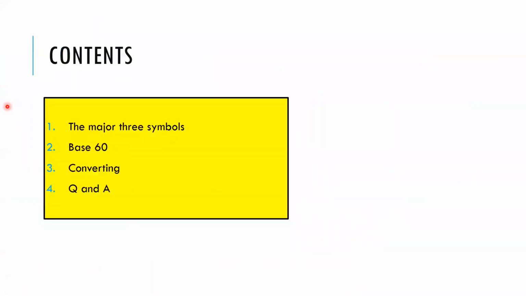First up, we'll have a look at the contents we'll be learning today. The major three symbols, which is like 1 to 10 in Hindu Arabic, that we use to represent numbers. They also use these to represent numbers. Second, we'll be learning about their base, which is a base 60. You know, we, the Hindu Arabics, use base 10. Well, basically, it means once we reach that number, we'll go to a new place value.